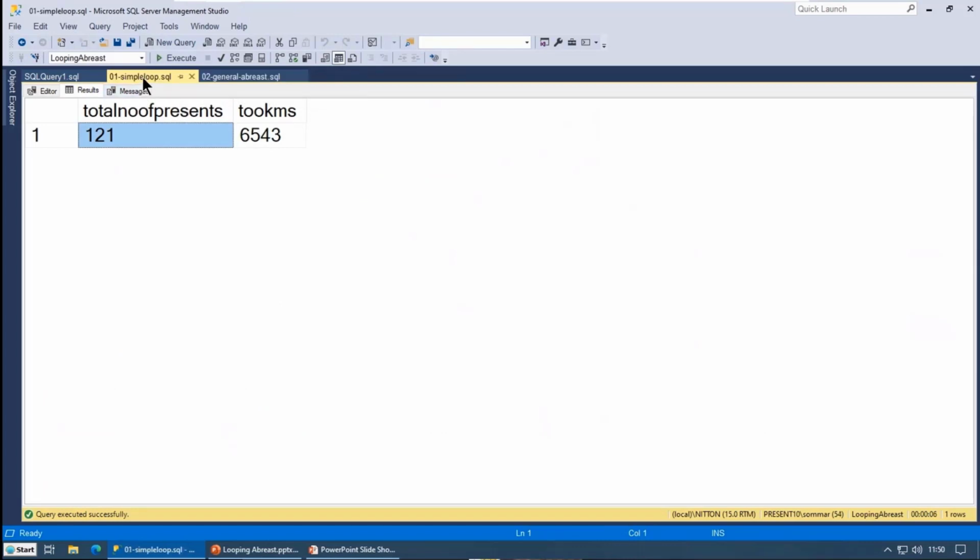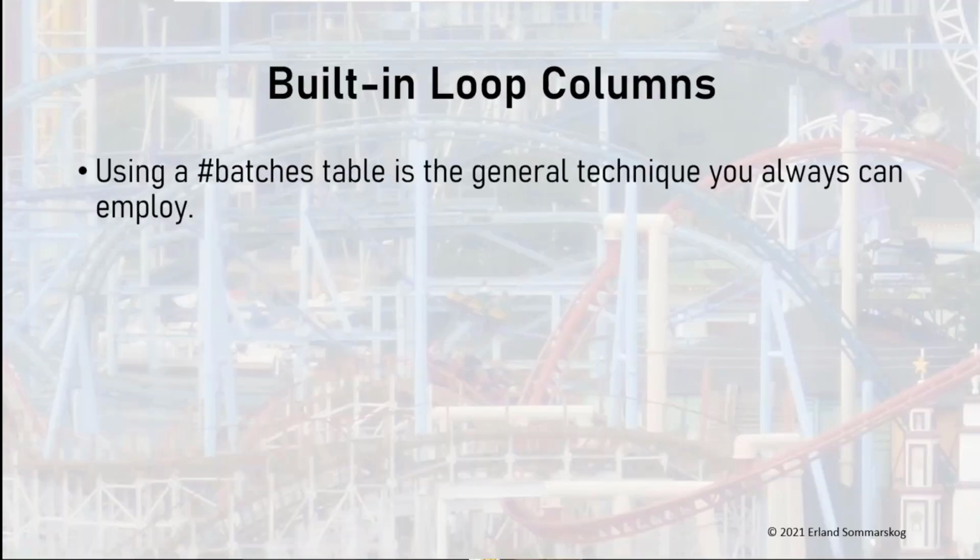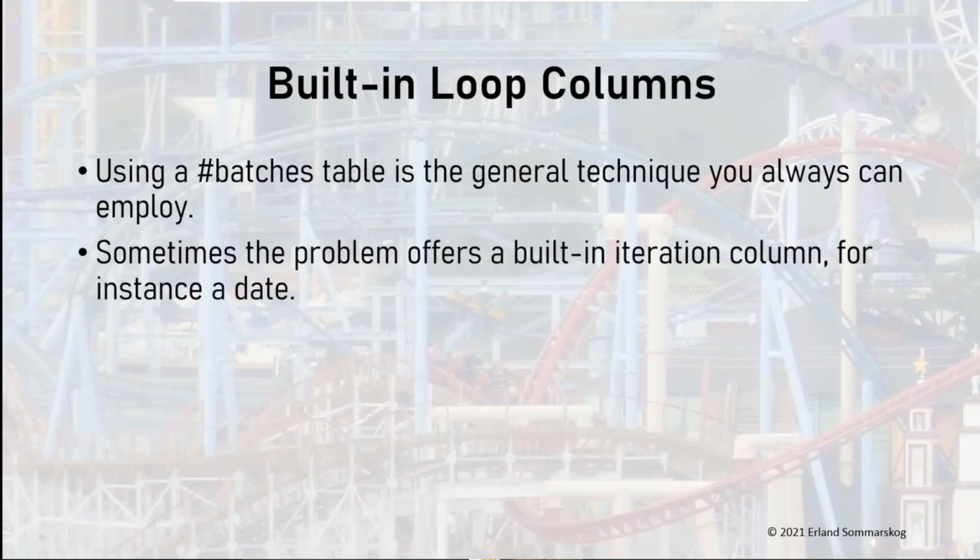Indeed, we did quite a bit. We were almost, not really, well, maybe even a factor of between 2 and 3. Now, that was the general technique, to use the hash batches table, and you can always do that. However, sometimes you encounter problems which offer a built-in iteration column. Quite often that is a date, but it could be something else.